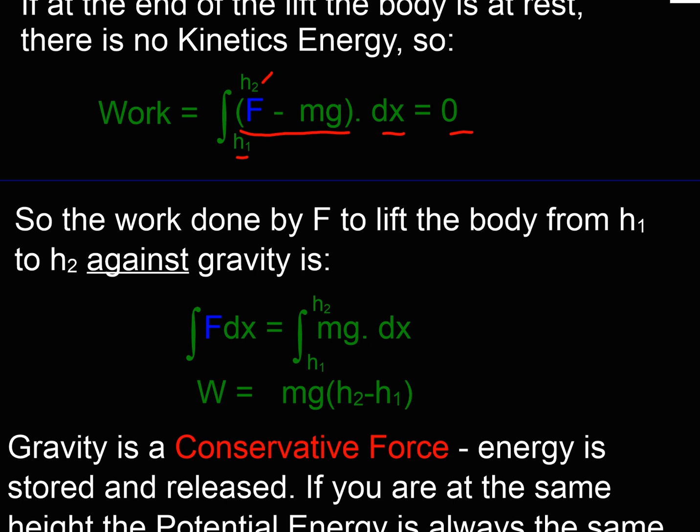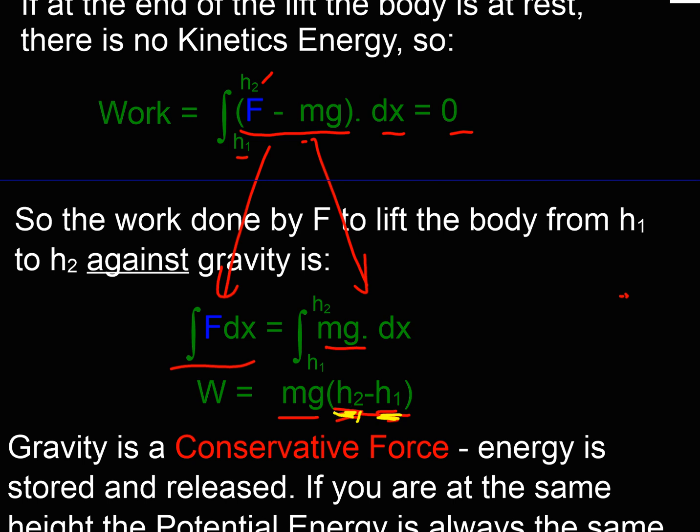And if we rearrange this equation to put the blue force on one side and the gravity on the other side, what we're saying is that the work done by F is entirely against gravity, and it must be of the same value as the potential energy. So if we integrate this, the left-hand side, we know that's the work done. On the right-hand side, I've got mg dx, and therefore once you've integrated it, I've got mg times (h2 minus h1).